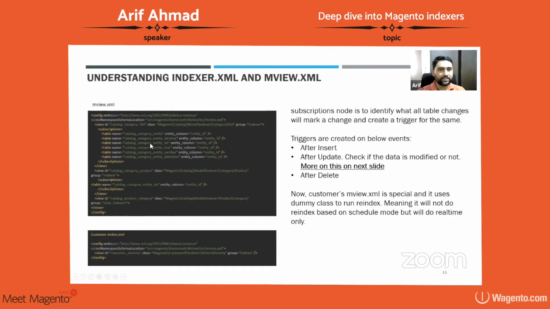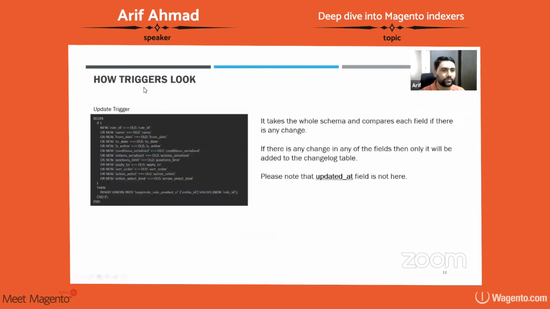But how the reindex is done, or how the data is identified, like what is changed, is based on the triggers. So there are three triggers: after insert, after update, and after delete. Now, after insert and after delete are very straightforward. After update is something I have taken to explain on the next screen.